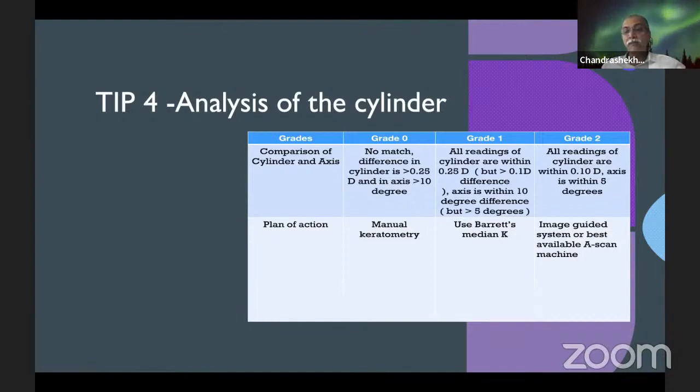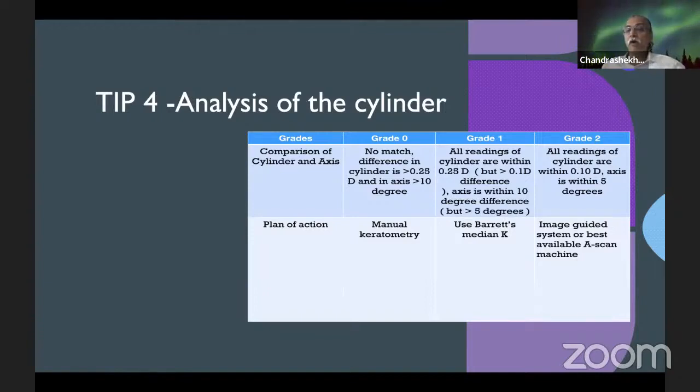Then comes grade 1, when the cylinder difference is more than 0.1 but less than 0.25, and the difference in the axis is less than 10 degrees but more than 5 degrees. Then we go to Barrett median K or Barrett's integrated K. Barrett has developed this excellent tool where you can feed in 3 K readings from the 3 different machines, and it will tell us what K to use. It does not average out. That's why it is called Barrett median K or integrated K. And it's a fantastic tool. It is available on all the websites, including APSARS.